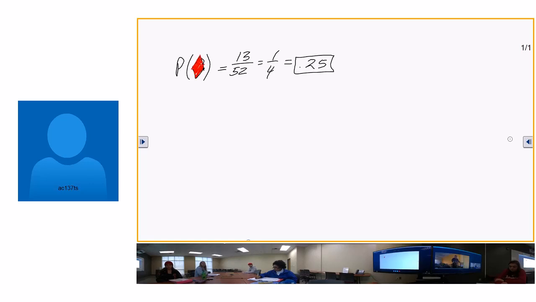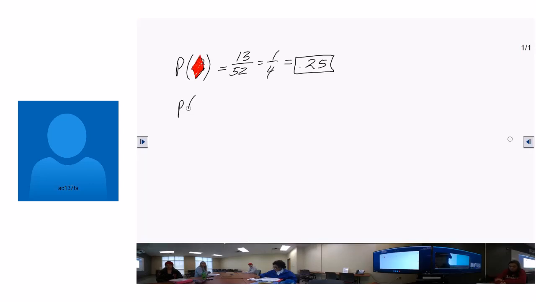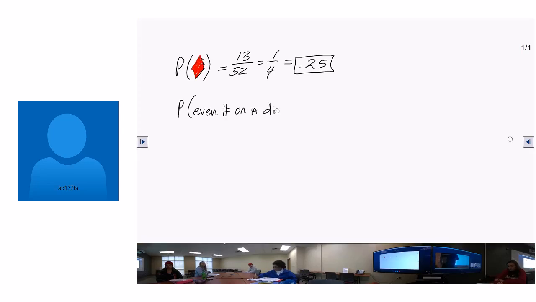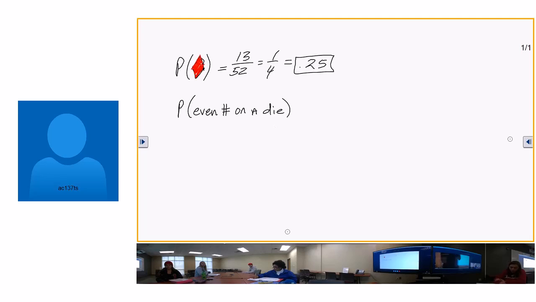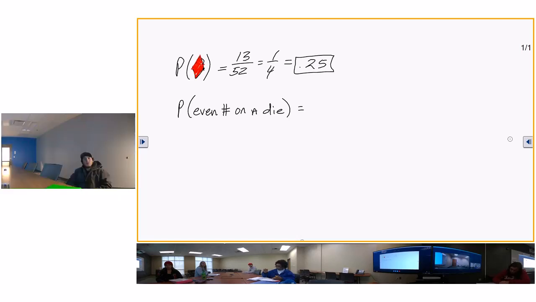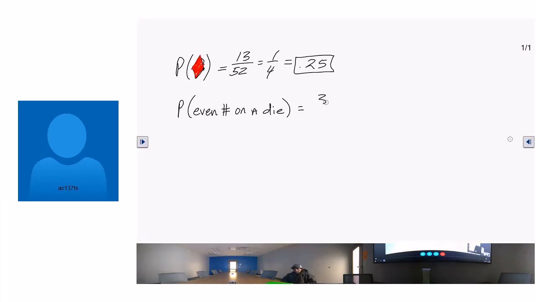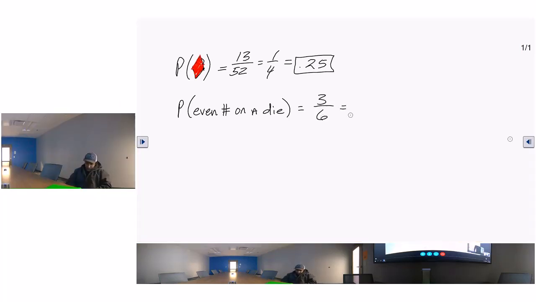So what if I ask you for the probability of an even number on a die? What would the probability of rolling an even number on a die be? 3 over 6, which is 0.5. 2 and 4. 3 over 6, which is equal to 0.5.